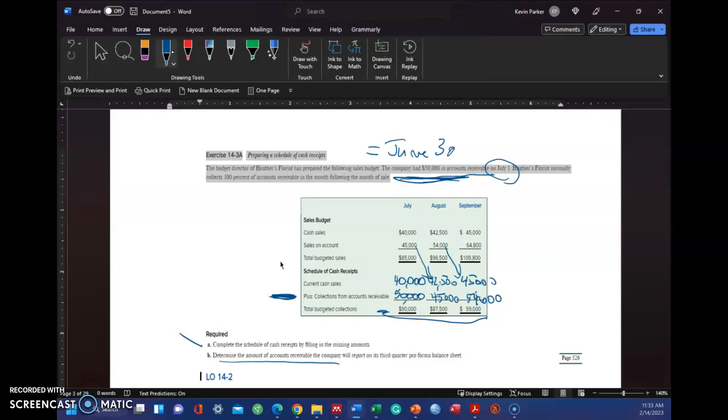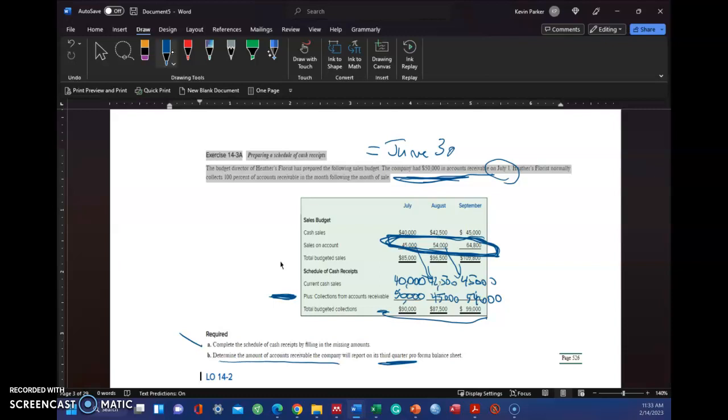All right, so B, determine the amount of accounts receivable the company will report on its third quarter. All right, so let me go over common things that people will do. They'll take, and I was included in this, I can tell you, I don't know how many times I kept making that same mistake when I was learning. Do not add those. Do not. Okay? This is a snapshot of the last day of the quarter. So the last day of the quarter is September 30th, right?